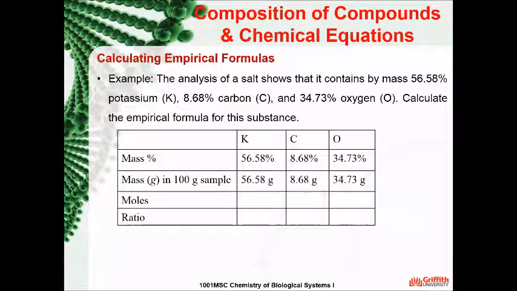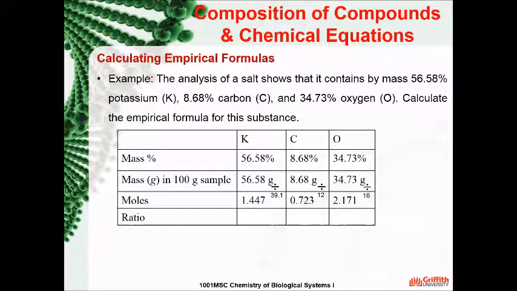To do that, we need to divide the mass over the molar mass, which we can get from the periodic table. From the periodic table, you can find that potassium has a molar mass of 39.1 grams per mole. Carbon is 12, and oxygen is 16. Therefore, the number of moles for each element is 1.447, 0.723, and 2.171 respectively.